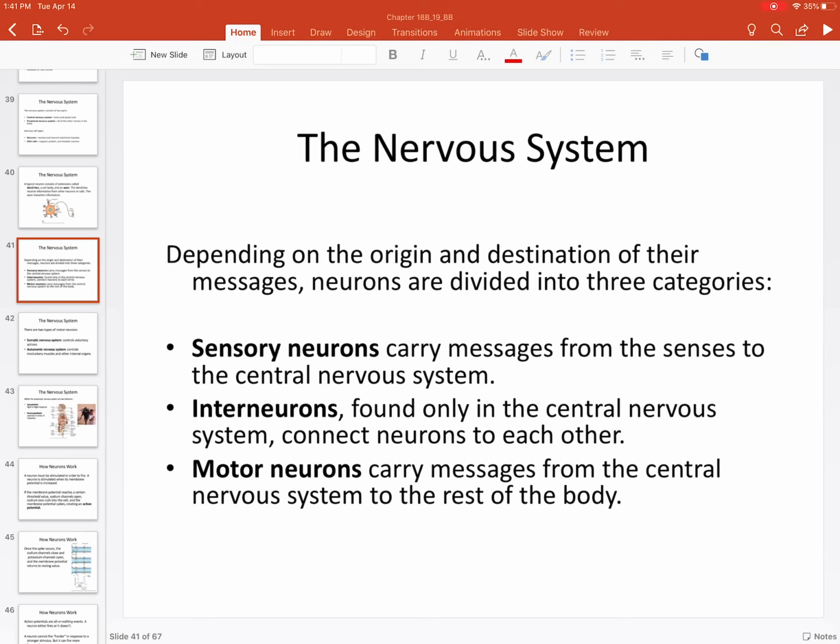So depending on the origin and destination of the messages, neurons are divided into three categories based on what kind of messages they're passing. You have sensory neurons, interneurons, and motor neurons. Okay, so you may have heard of motor neurons before.